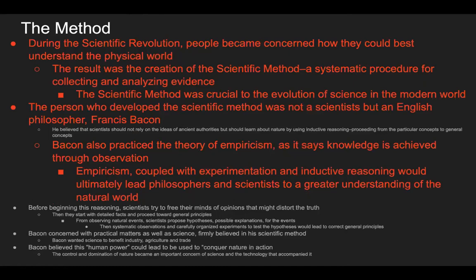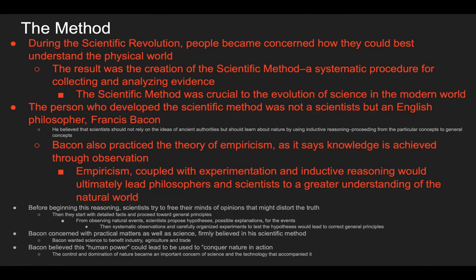So during the scientific revolution, people became concerned with how best they could understand the physical world. The result was the creation of the scientific method, a systematic procedure for collecting and analyzing evidence. The scientific method was crucial to the evolution of science in the modern world. The person who first developed the scientific method was not a scientist, but an English philosopher named Francis Bacon. He believed that scientists should not rely on the ideas of ancient authorities, but should learn about nature by using inductive reasoning, proceeding from particular concepts to general concepts.